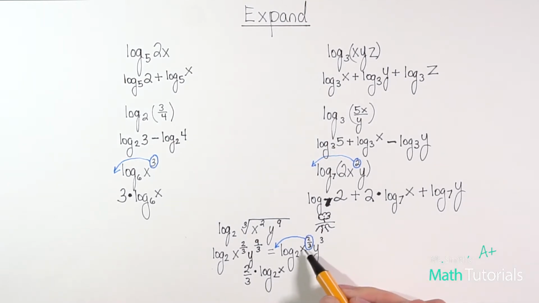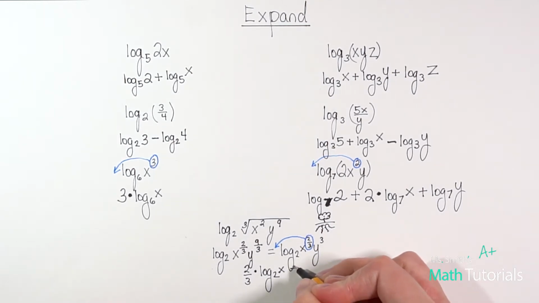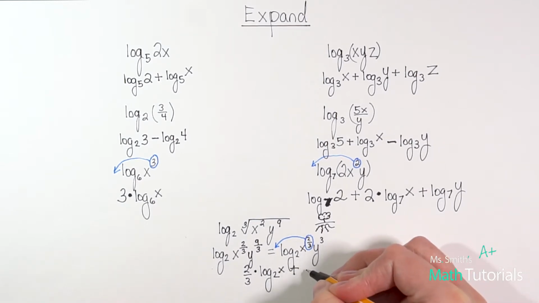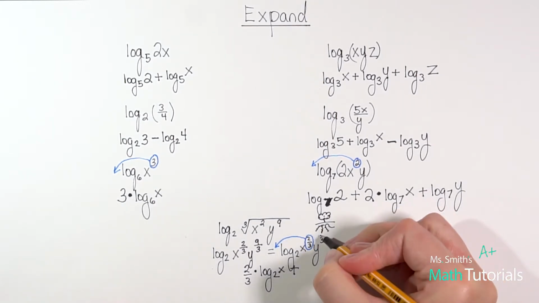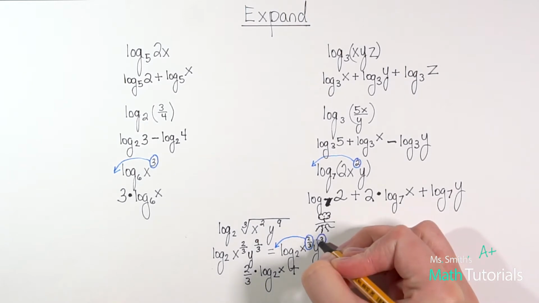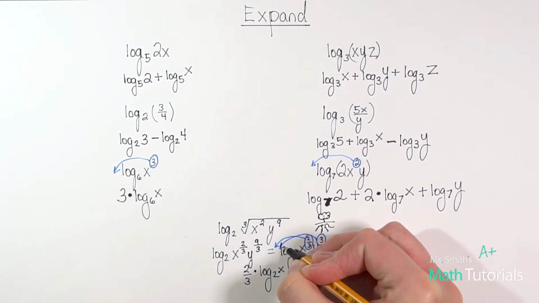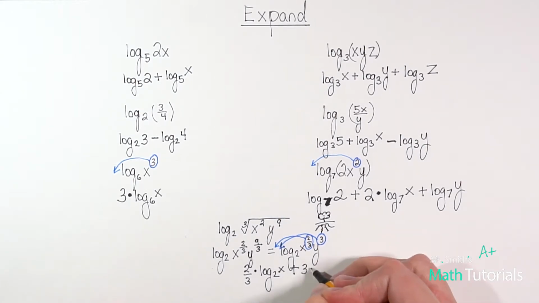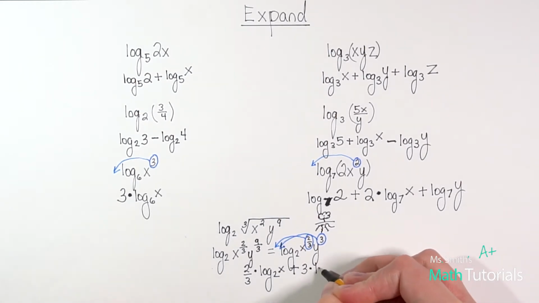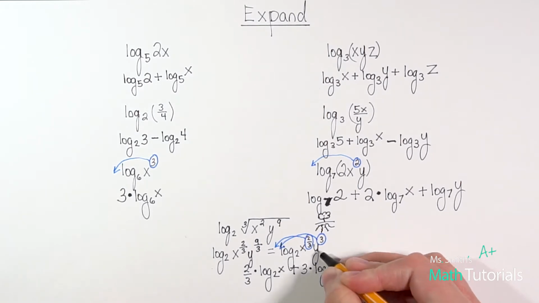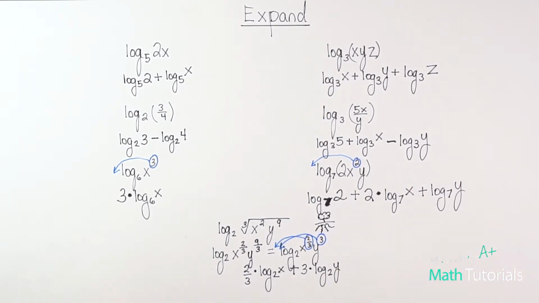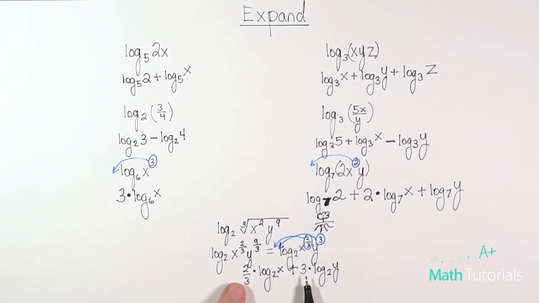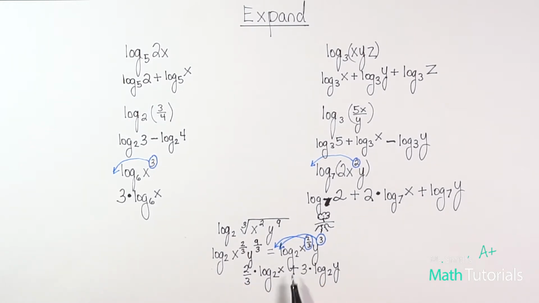And then since we're multiplying here, I'm going to use my addition sign. And then now I'm ready for the 3. I'm also going to take the 3 and move it out front, but for this second part. So plus 3 times log base 2 of y. So we've got exponents being brought out to the front as well as multiplying, so we need our addition sign.